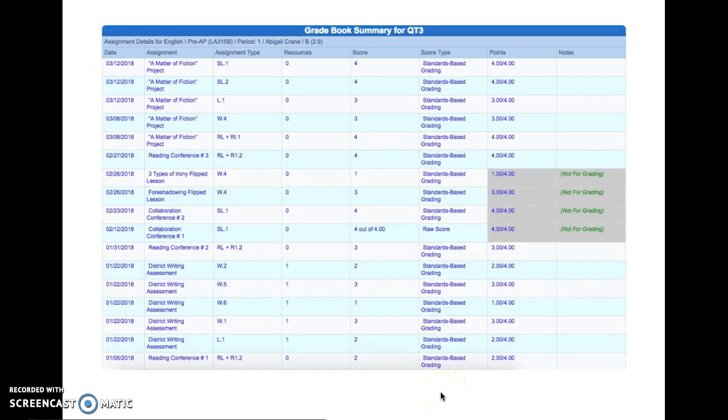Here's an example of what a gradebook might look like in my class. The first thing I want you to notice is that there are some assignments that are shaded in gray, and under the notes column in green it says not for grading. Those are examples of homework assignments. Those homework assignments are not affecting the overall grade in this class.